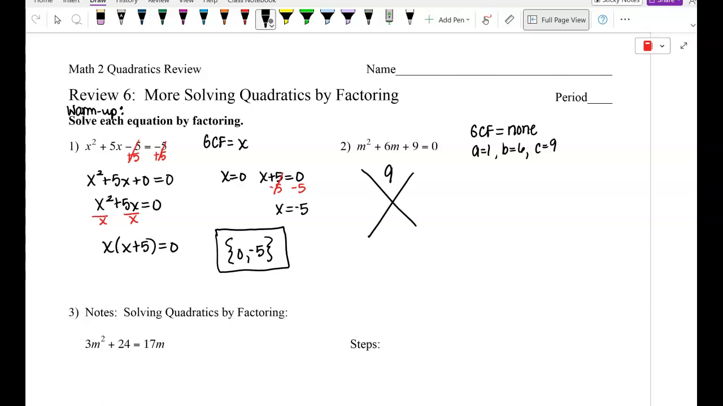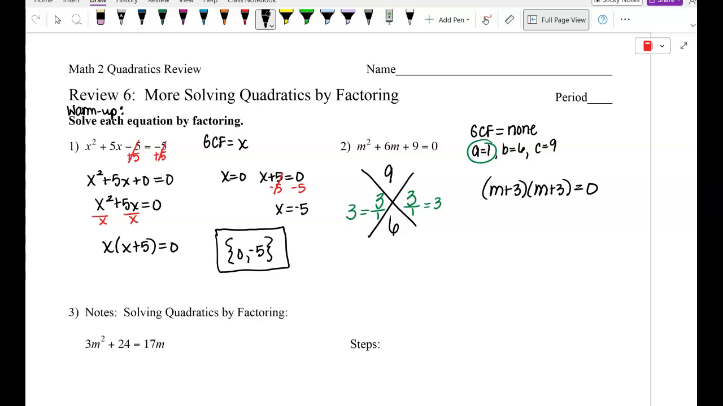1 times 9 is 9, b is 6. So we only have two choices of how to make 9 through multiplication. We either have 1 times 9 or what else? 3 times 3. Which of those adds up to 6? The 3 times 3. So we have 3's on both sides here. Now our a value is 1, so when I divide by 1, it doesn't change my factors. So I have m plus 3 times the quantity m plus 3 equals 0.